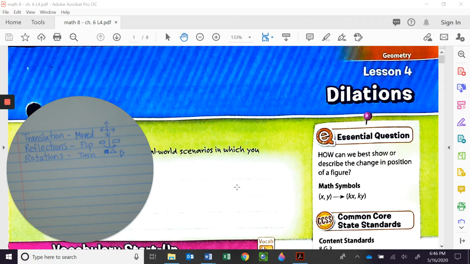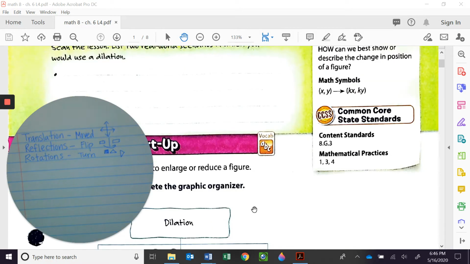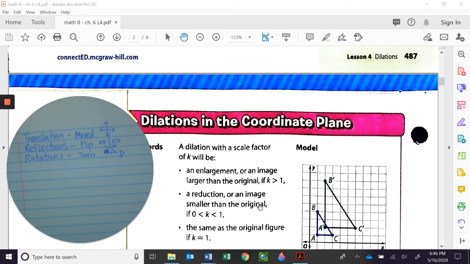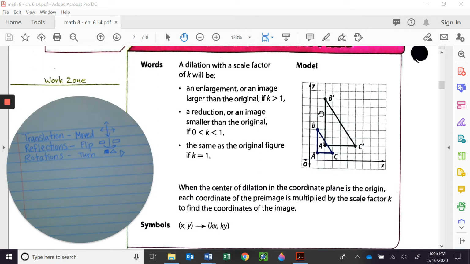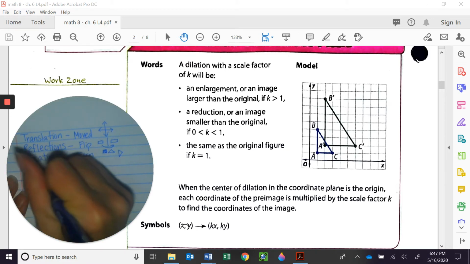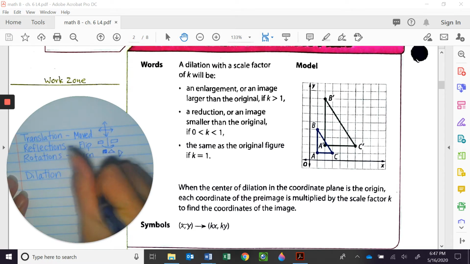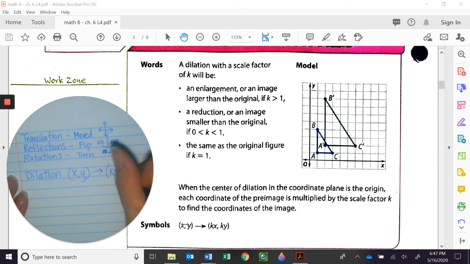But a dilation changes what it looks like, okay? Because it's gonna make it bigger or smaller, okay? So you can see here, right? You have a smaller one, they multiplied by something and made it bigger. So this symbol right here for a dilation, we have our original, and then we're going to multiply by something, and each thing has to be multiplied. So this K is called a scale factor. It's some number that we're going to multiply by to make it bigger or smaller, okay?